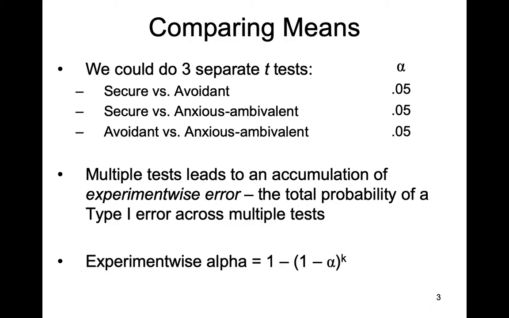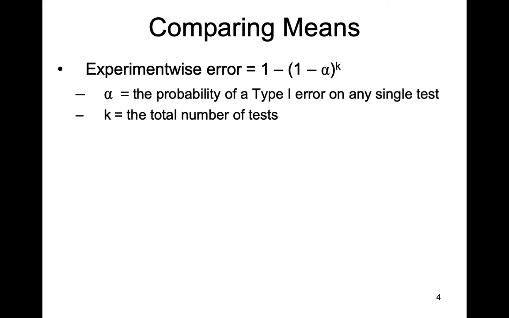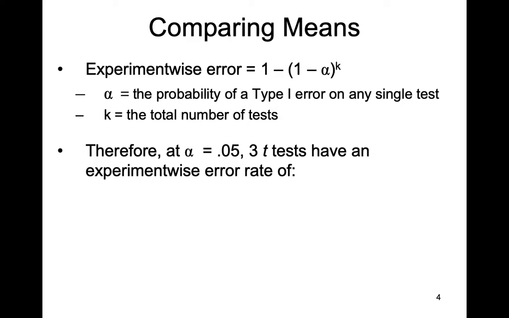It's possible to calculate our experiment-wise alpha using this formula. So using this formula, alpha is of course the probability of a type 1 error on any single test, and by convention in psychology as well as other social and behavioral sciences, we use an alpha of 0.05. The K stands for the total number of tests. So this isn't something that you necessarily need to know for an exam, but I'm just making a point about the accumulation of experiment-wise error.